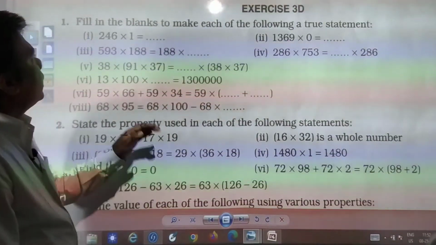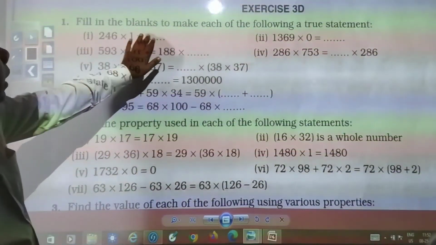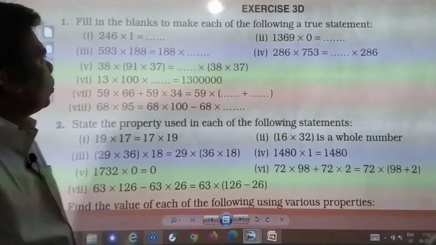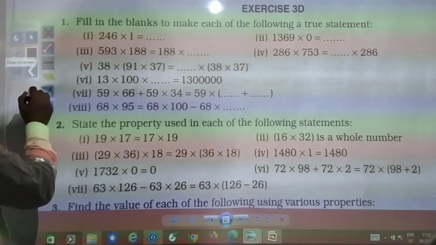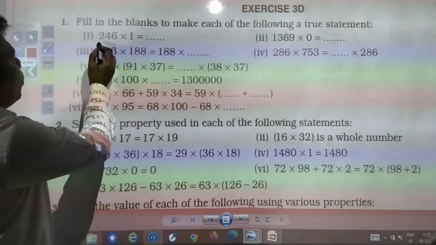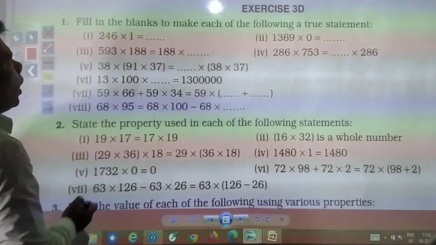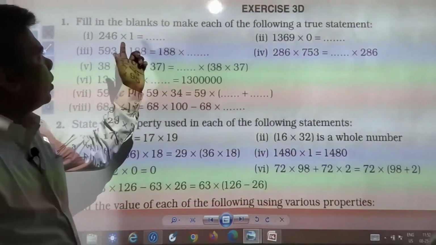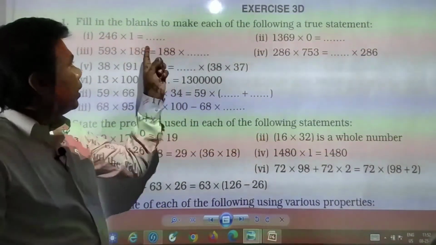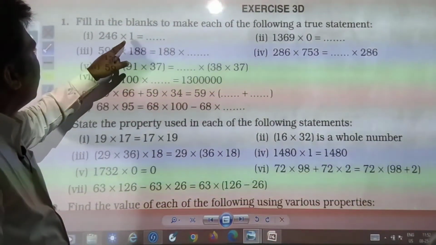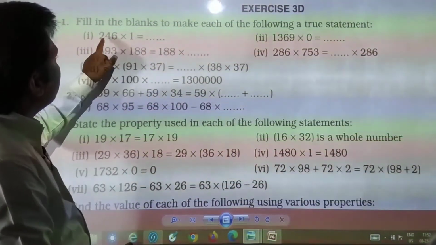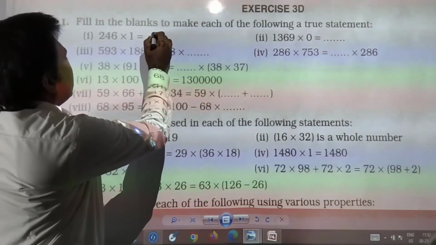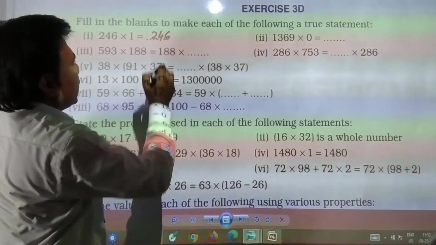Here you have exercise 3D. First question: fill in the blanks to make each of the following a true statement. 246 into 1. If you remember, if any number is multiplied by 1, what do you get? The number does not change, you will get the same number, 246.